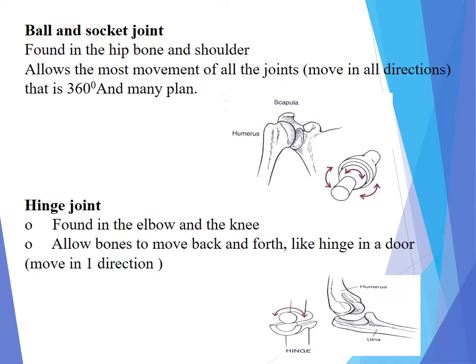As you can see in the diagram, it is producing movement in the 3D direction, or in the 360 degree direction. Then comes the hinge joint. The hinge joint is found in the elbow and knee. In the elbow, the ulna, the lower bone, is attached with the lower end of the humerus, and they make the elbow joint, which is called a hinge joint.